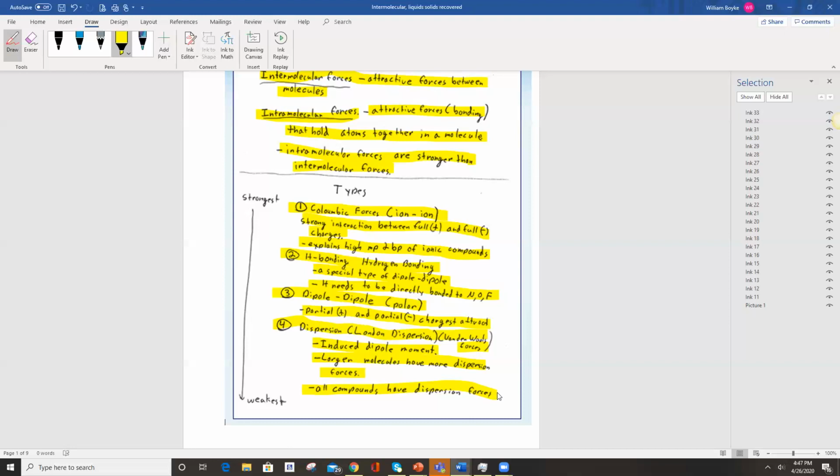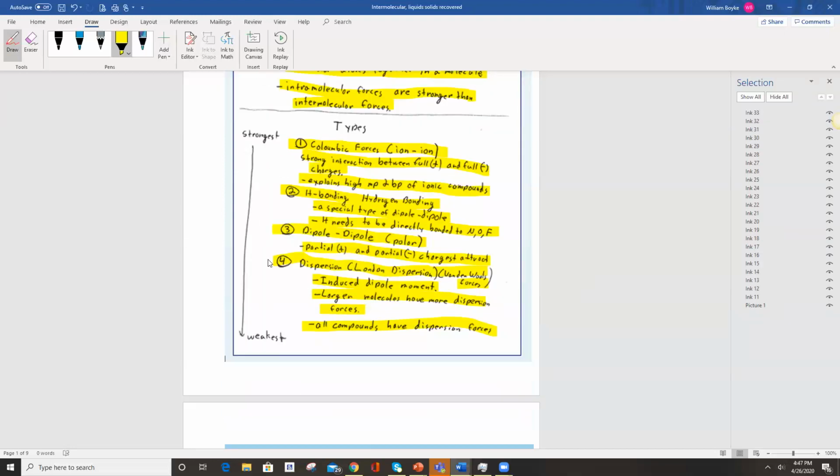This is temporary. But just that temporary, super small polarity that can exist, even for a fleeting moment, is enough to induce that in a neighboring molecule. So you still have potentially some pluses and minuses happening, just on a super, super small scale. That's just caused by the random nature, the random flux of the electrons.